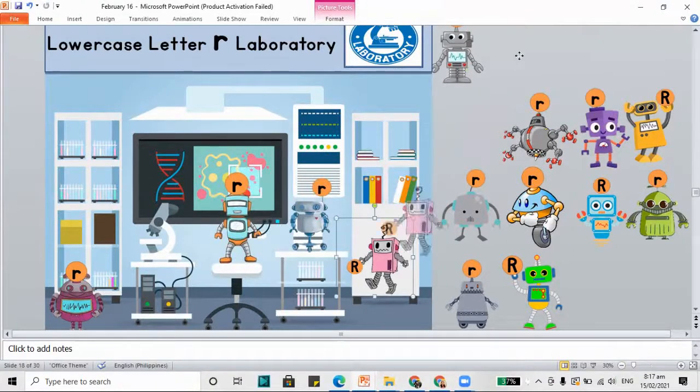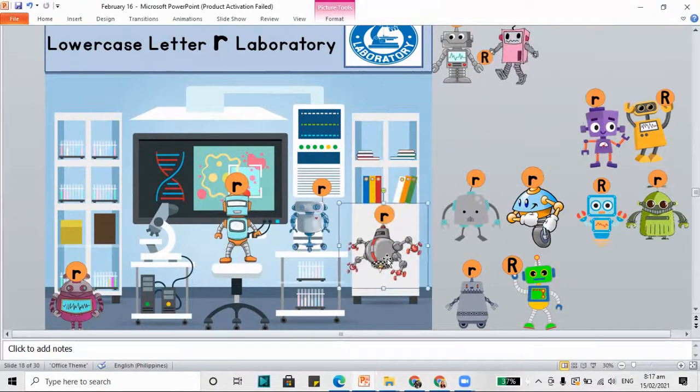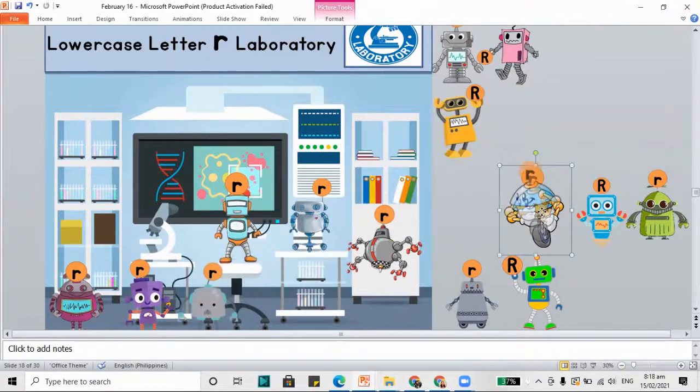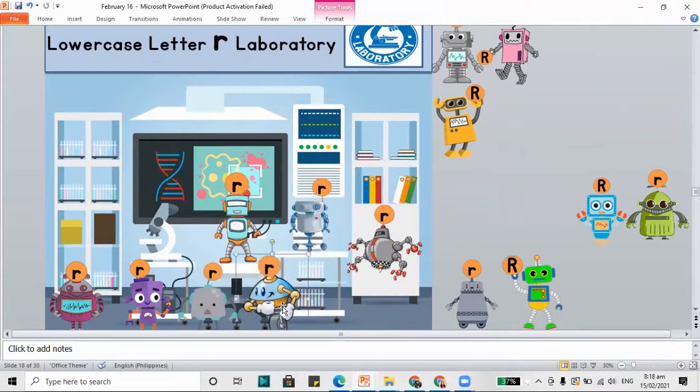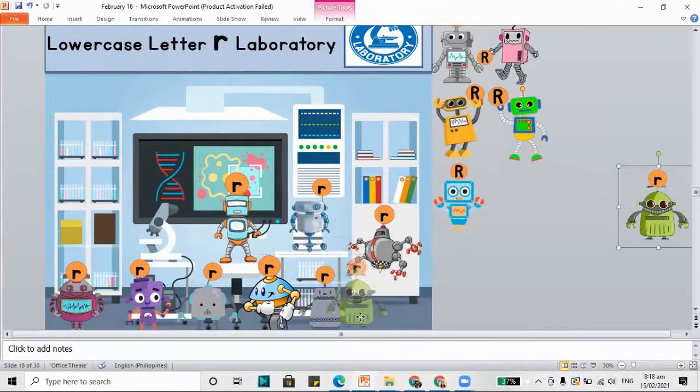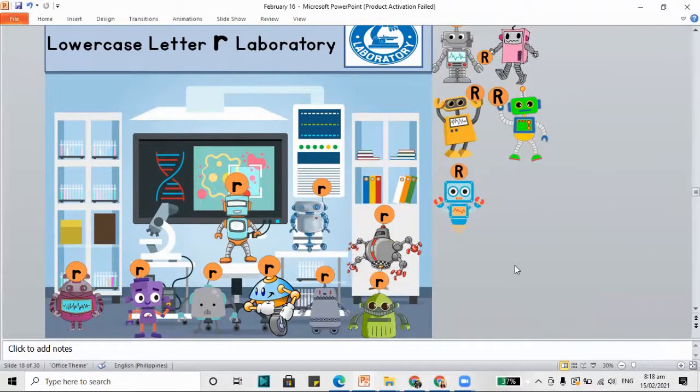This pink robot, it's capital R. This one is lowercase. The purple robot has lowercase r. This yellow robot is capital R. This one has lowercase r. This one with a wheel also is lowercase r. This one, it has lowercase r. This one, it's capital. This one also, do we put in the lab? No, this is capital. And the last one, the green robot, it has lowercase r. We found all our robots with lowercase r.